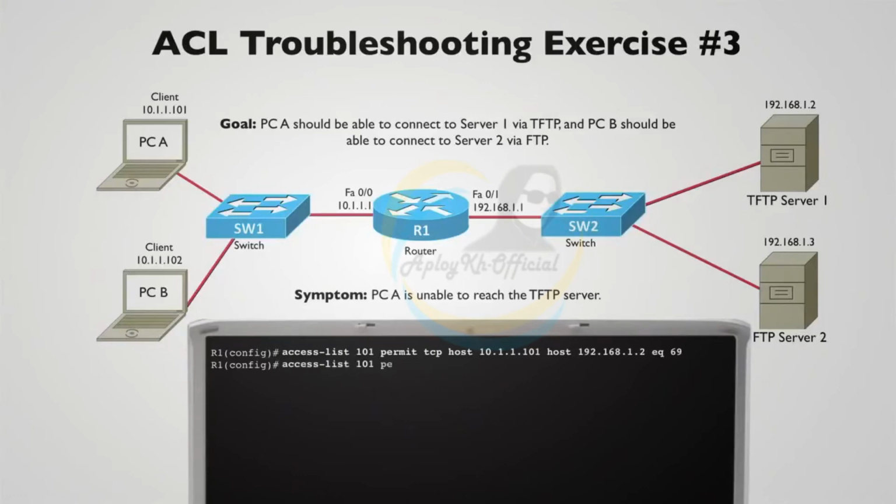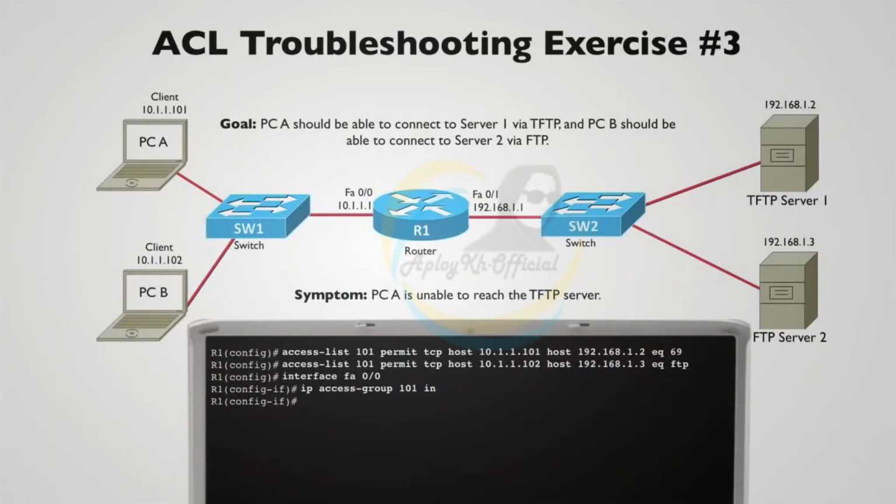We have a similar access list entry for PCB trying to connect to server 2 via FTP. We're permitting TCP traffic from PCB's IP address to server 2's IP address using the FTP protocol. And we're taking this extended access list of 101, going into Fast Ethernet 0/0 and applying the access list in the incoming direction. And this is allowing PCB to reach server 2 using FTP, but a nearly identical configuration is not working for PCA. You might find this one a little bit trickier than our previous two scenarios. You might want to pause the video and resume when you're ready for the answer.